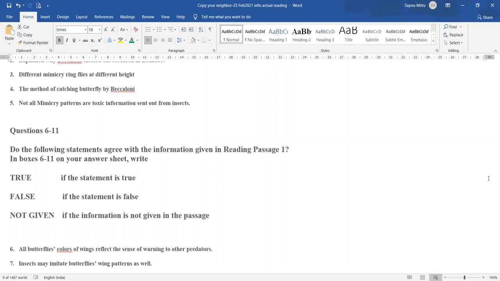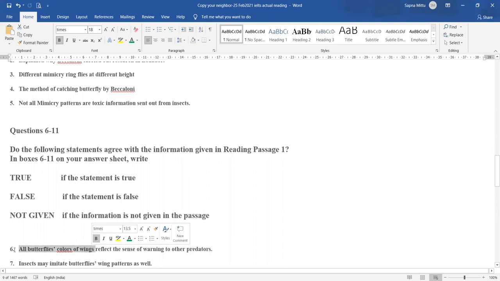And if you do not find the meaning or you do not find the word in the passage, in the context, the answer will be not given. Now make sure that you do not write yes, no, not given instead of true, false, not given. Because if you write yes, no, not given, your answer will be marked as wrong. It will not be corrected as right because the questions are about true, false, not given and not yes, no, not given.